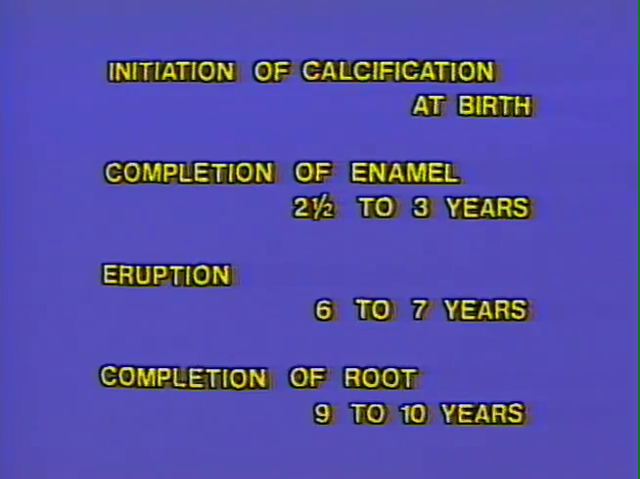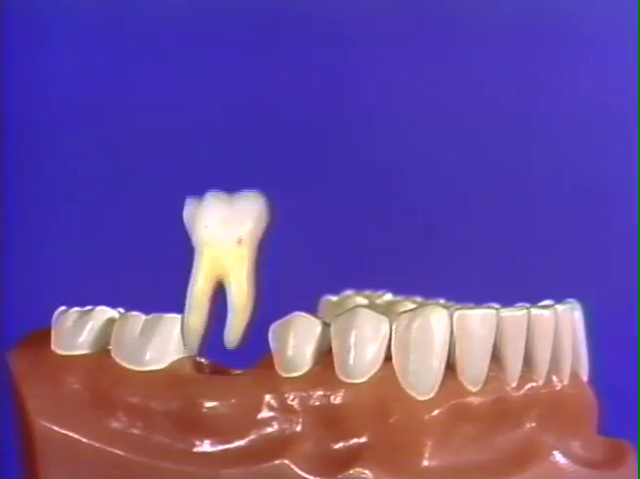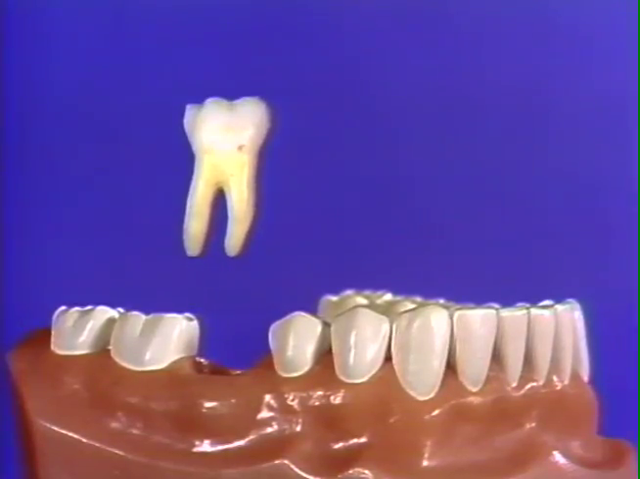Root formation is completed between the 9th and 10th year. This tooth has the greatest mesiodistal width of any tooth in the mouth. It is also known as the 6-year molar because of its normal eruption time.